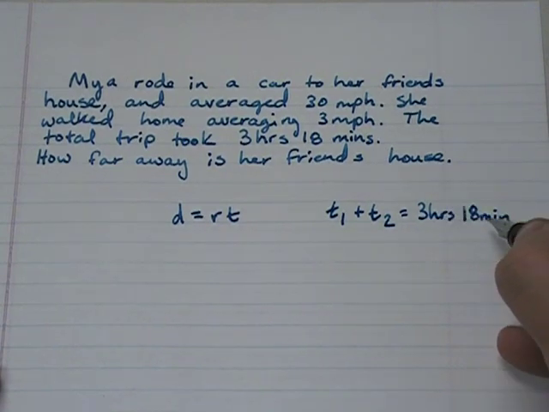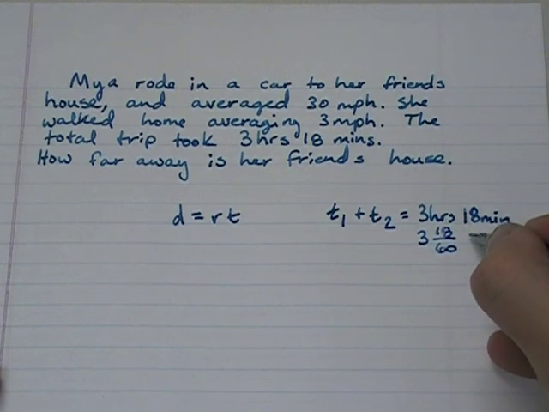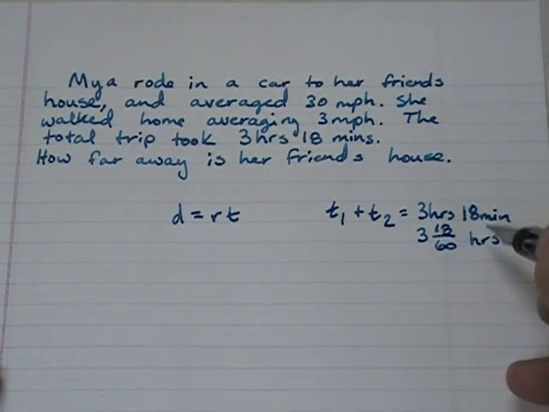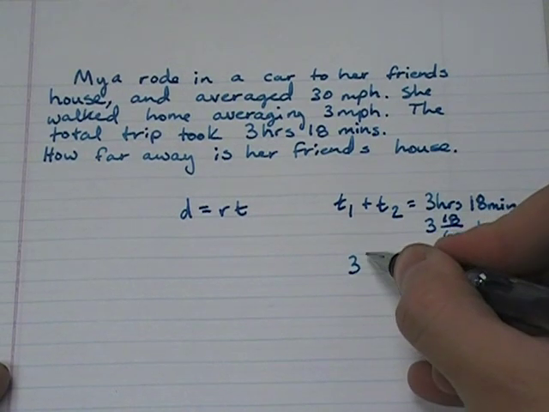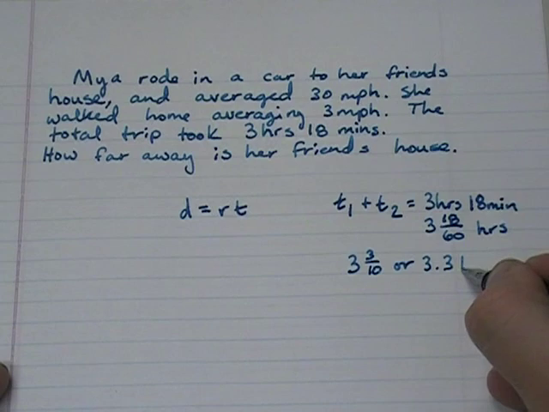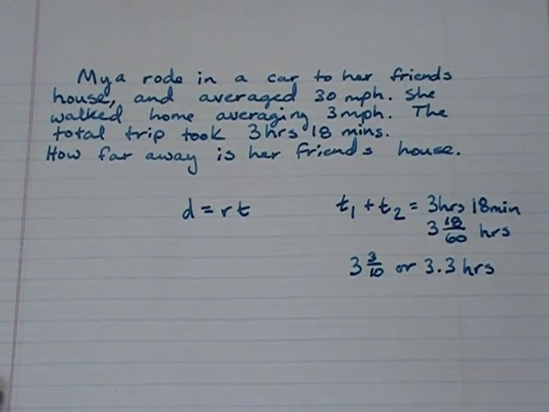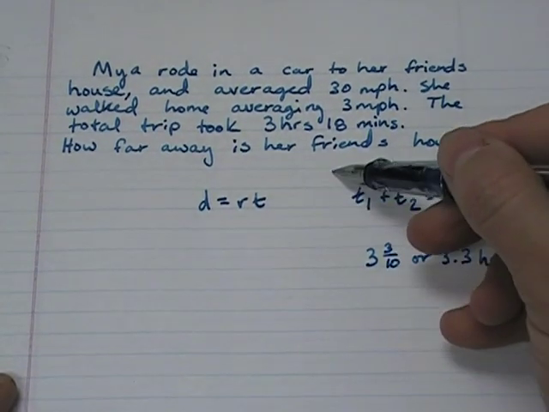Well, this one's already in hours, but 18 minutes is not. Well, how many minutes are in an hour? The answer there is 60. So this is 18 over 60 hours. So this is 3 and 18 over 60 hours. And I can reduce that to either 3 and 3/10 or 3.3 hours. If you prefer a fraction or a decimal, either one works. So that's the first thing I have to do. Now, that's kind of an aside.